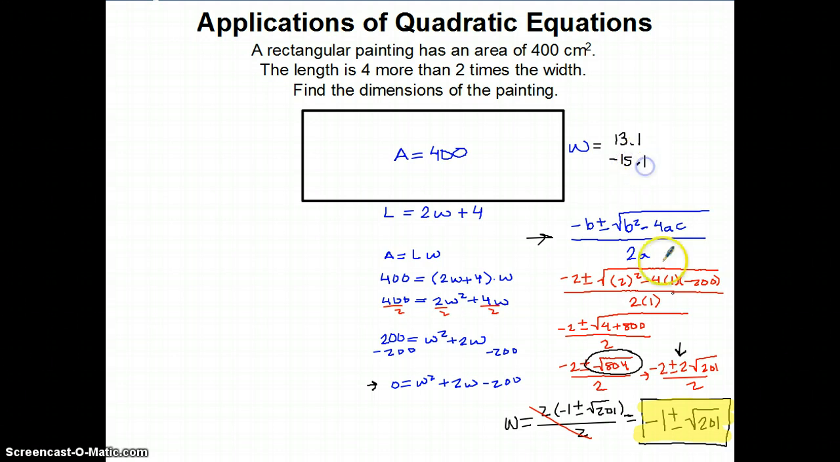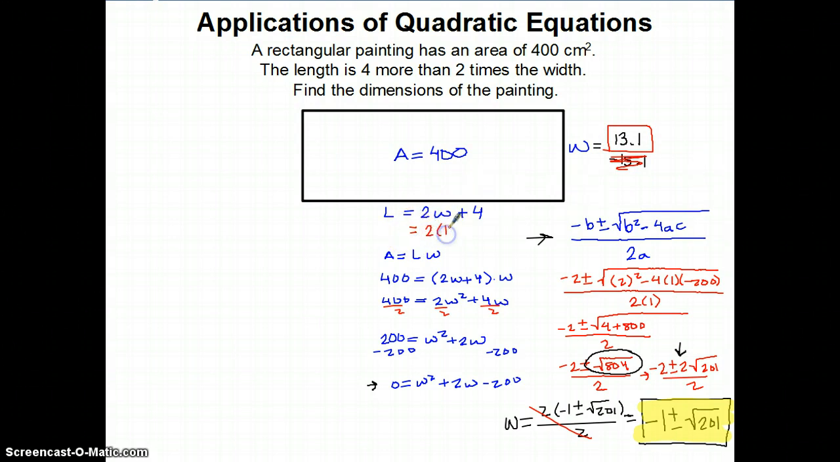The reason I have two answers is because we do have this plus or minus as part of my expression, so I wrote two equations. Now we know width can't be negative, so the width must be 13.1. I'm going to go ahead and plug that in to find my length.